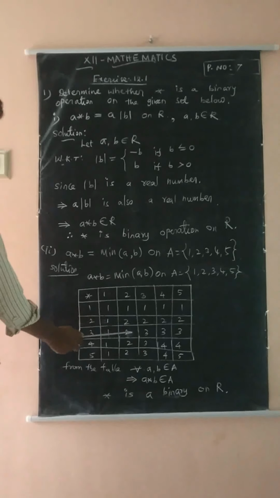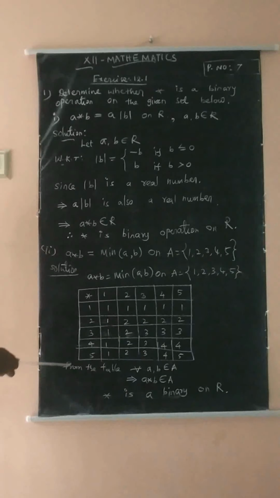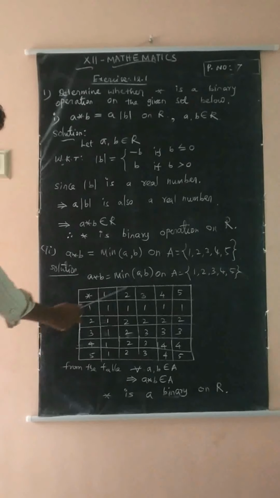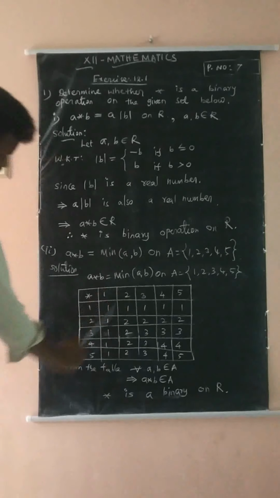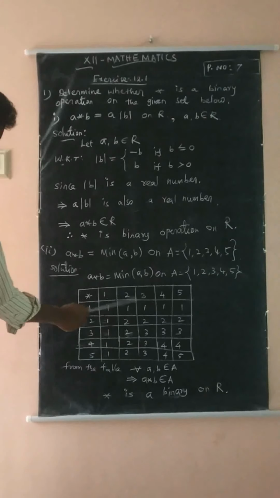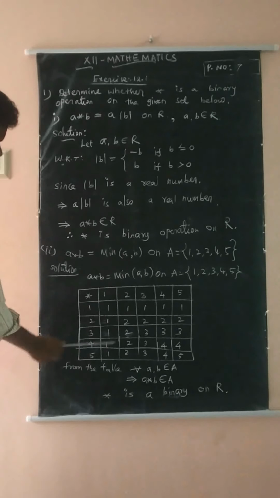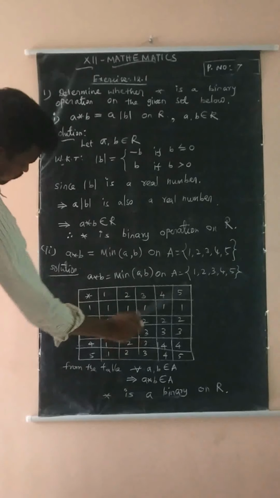3 comma 1 is 1, 3 comma 2 is 2, 3 comma 3 is 3, 3 comma 4 is 3, 3 comma 5 is 3. 4 comma 1 is 1, 4 comma 2 is 2, 4 comma 3 is 3, 4 comma 4 is 4, 4 comma 5 is 4. 5 comma 1 minimum is 1, 5 comma 2 is 2, 5 comma 3 is 3, 5 comma 4 is 4, 5 comma 5 is 5.